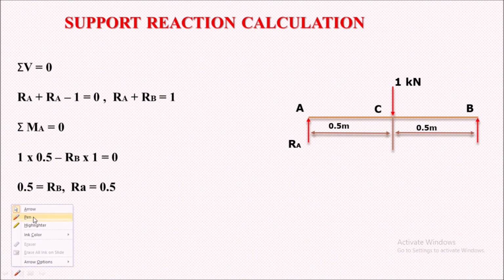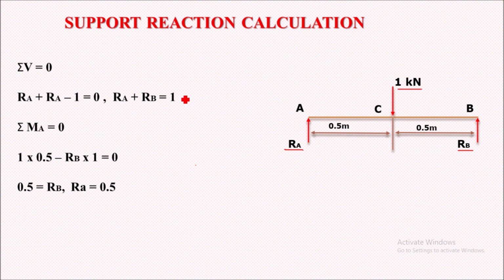So you can see an image of a simply supported beam with a midpoint load of 1 kN acting at point C. So this beam is simply supported. Now here we have to calculate the support reactions. Support reaction means the value of RA and the value of RB.